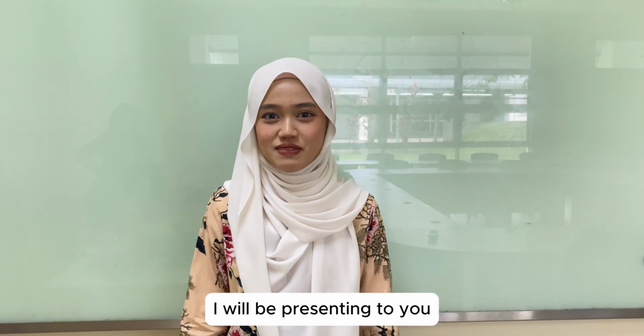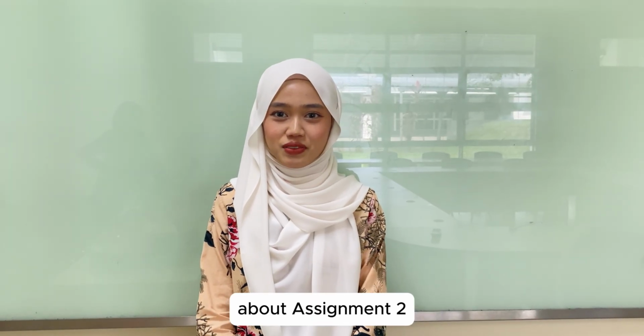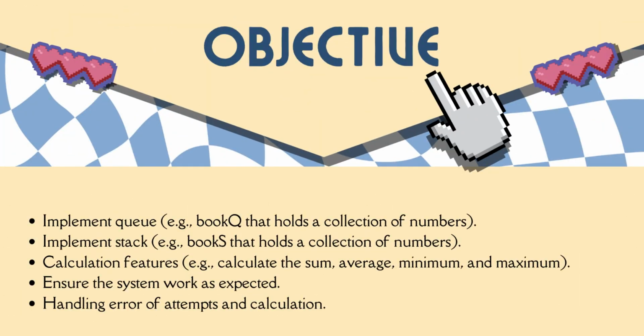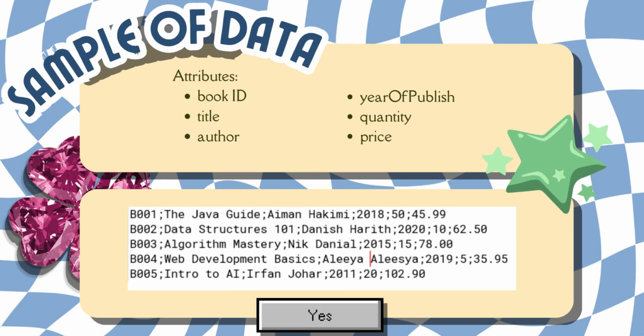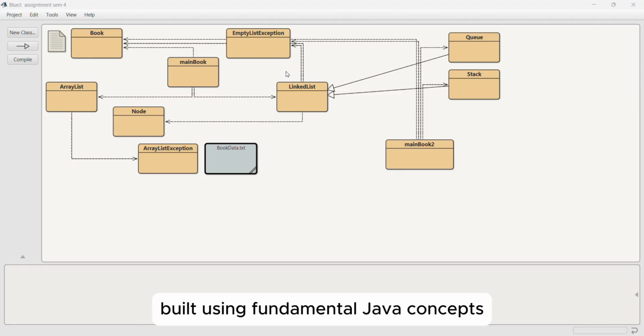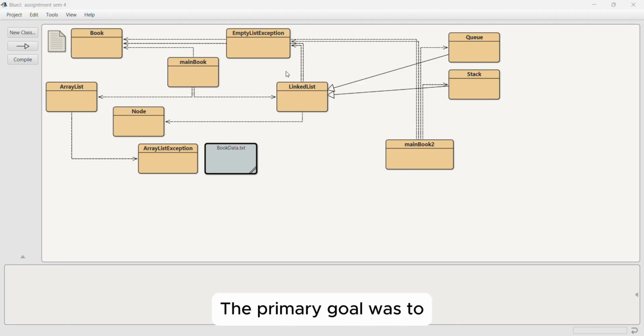2025180911. I will be presenting to you about assignment 2 named Bookstore Inventory. My project is a book inventory management system built using fundamental Java concepts and 4 abstract data types. The primary goal was to create a functional system that can load book data, perform essential inventory analysis, and manage records using queue and stack logic.